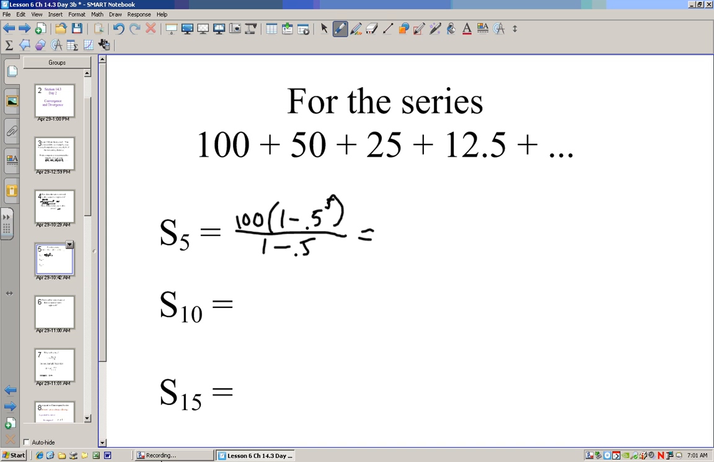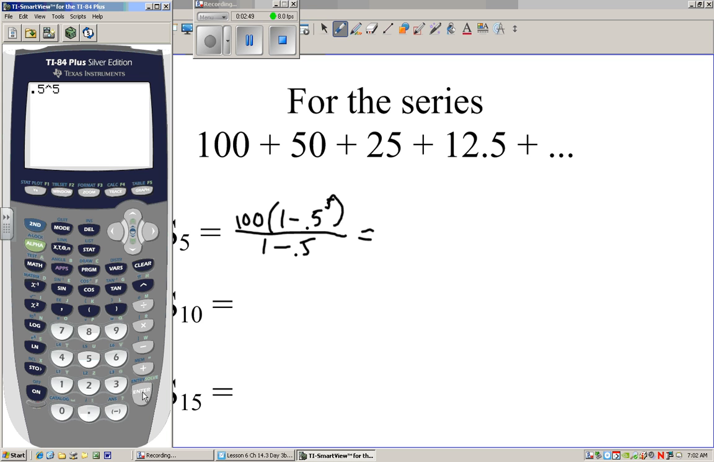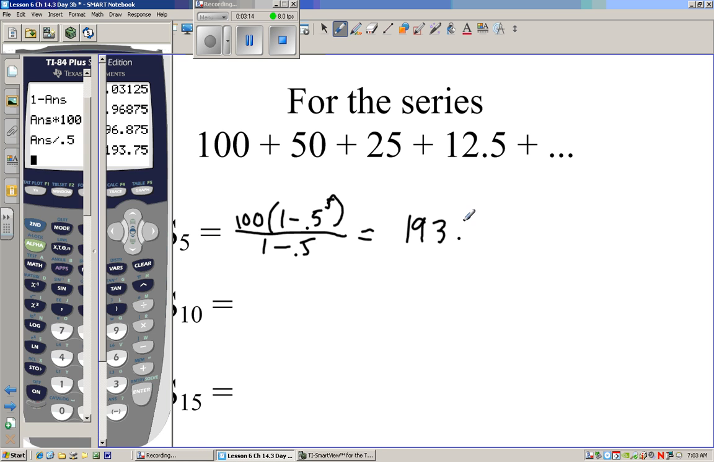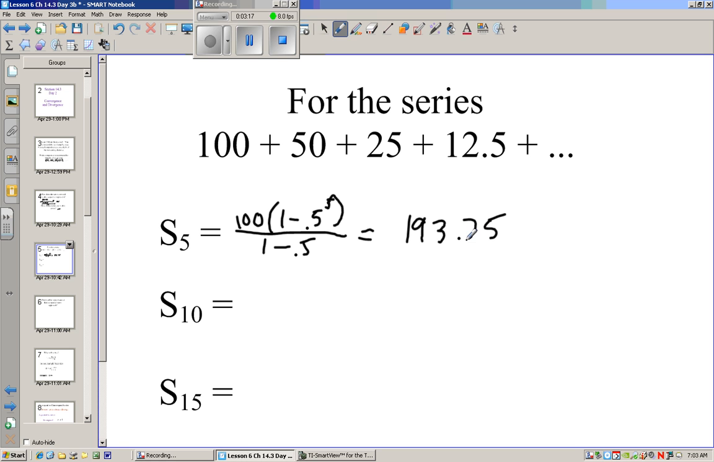So if I take out my trusty calculator, I'll do 0.5 to the 5th power, subtract that answer from 1, and then multiply that by 100, and then divide that by 1 minus 0.5, which is just 0.5. My answer is 193.75. So we're most of the way there in just 5 steps.